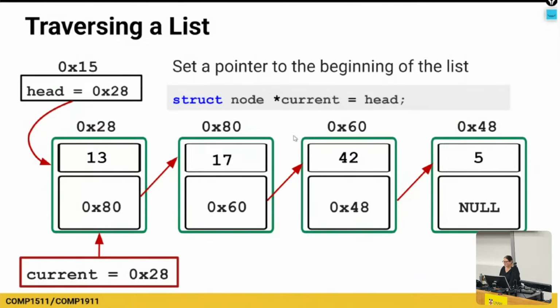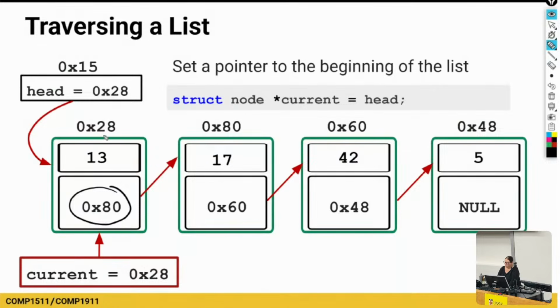So here I've got current equals head. This is just a pointer. It's pointing to the first node. But then I want to have some kind of loop and I want to move it on to the next one. I want current to point to here. Well, the only way we know where the next node is is by looking at this member in this struct.